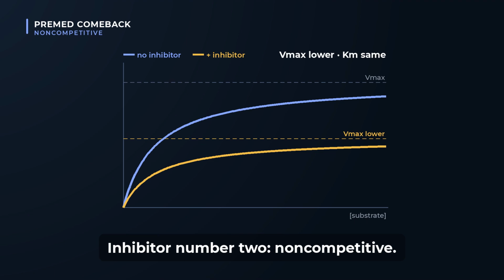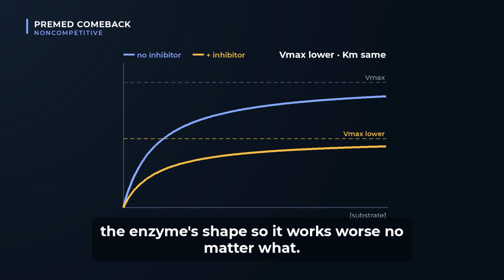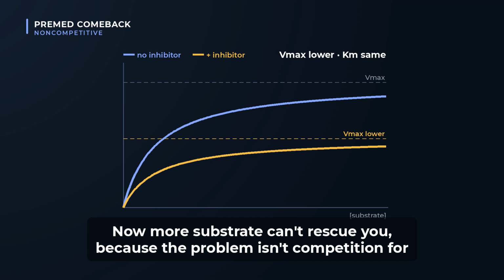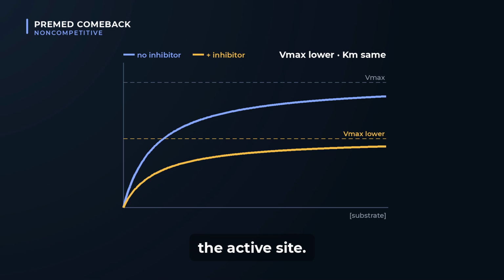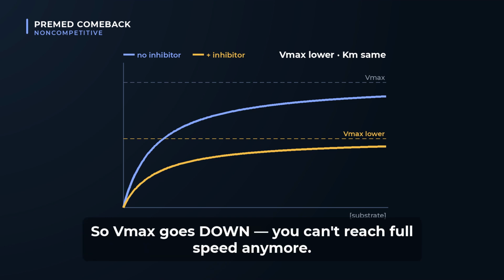Inhibitor number 2, noncompetitive. This one binds somewhere else on the enzyme, not the active site, and changes the enzyme's shape, so it works worse no matter what. Now, more substrate can't rescue you, because the problem isn't competition for the active site. The problem is that a fraction of your enzyme is effectively switched off. So Vmax goes down, you can't reach full speed anymore.